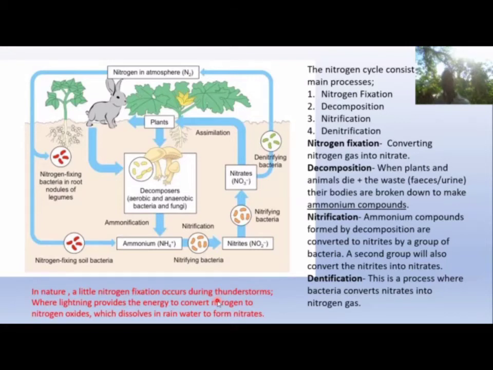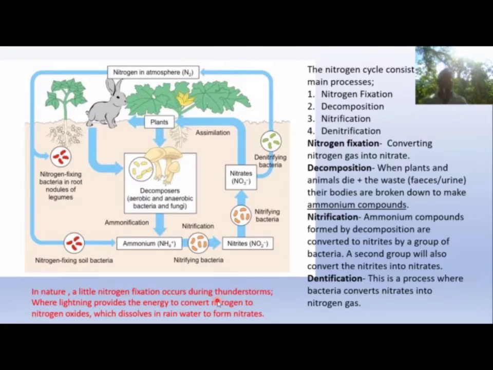Decomposition is when plants and animals die, plus their waste, like feces and urine. Their bodies are broken down to make ammonium compounds. So when you see the chicken coop and you see the fowl, the chicken feces and so forth, you call it fowl manure. That's going to be used to make ammonium compounds. We know the grandmother used the feces as fertilizer.